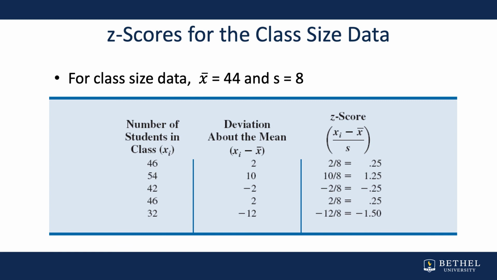54 has a z-score of 1.25. 42 has a z-score of negative 0.25. 46 has a score, again, of 0.25. And 32 has a score of negative 1.50.